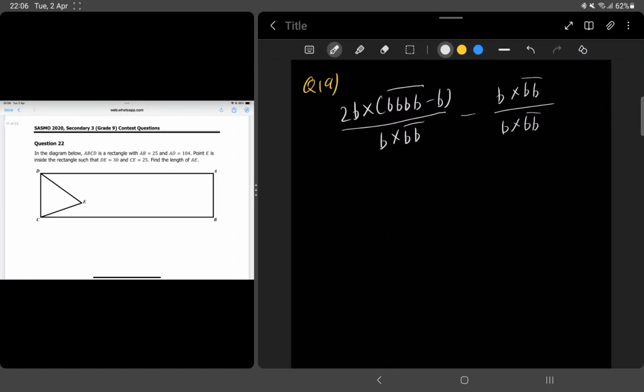Alrighty, so for this question, question 22, it should actually be quite simple if you're allowed to use a calculator. I'm guessing if you're allowed to use a calculator, you can just use the cos rule on this triangle since you know all the sides to find one of the angles, and then you can find AE quite easily. I'm guessing you're not allowed to use calculators though, so I'll try to figure it out maybe tomorrow.